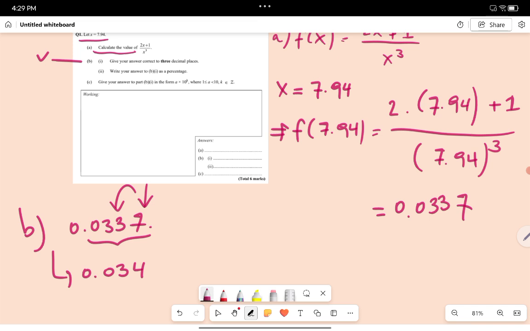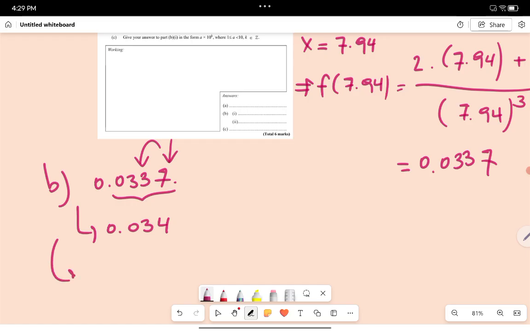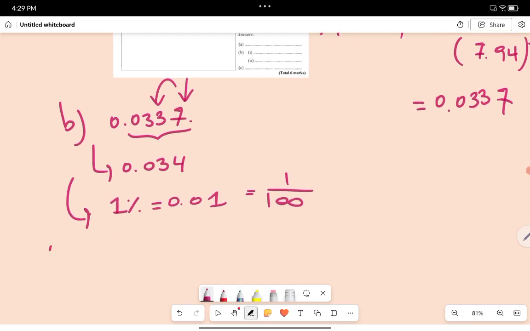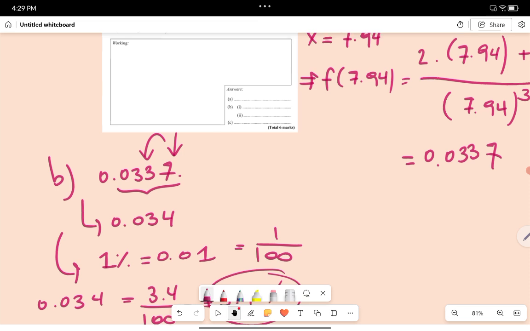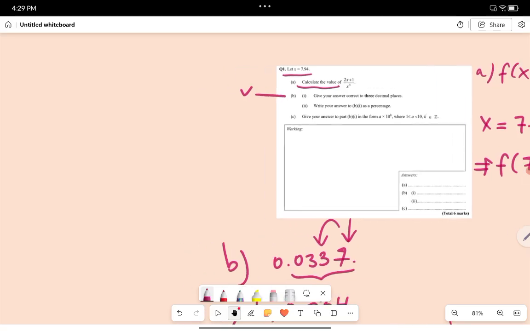Write your answer to B1 as a percentage. So how do we write this as a percentage? Well, we know that, for example, 1% is 0.01, that is simply 1 divided by 100. So percentage is always dividing by 100. So if we have 0.034, that is simply 3.4 divided by 100. So this is 3.4%. So this is your answer, 3.4%.